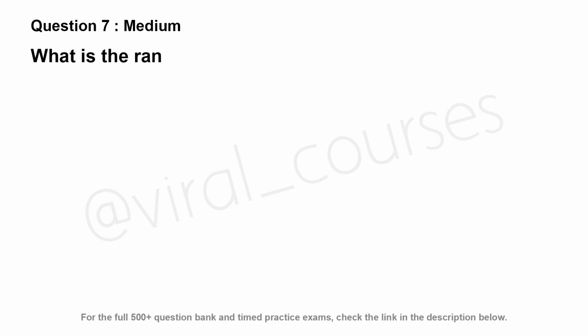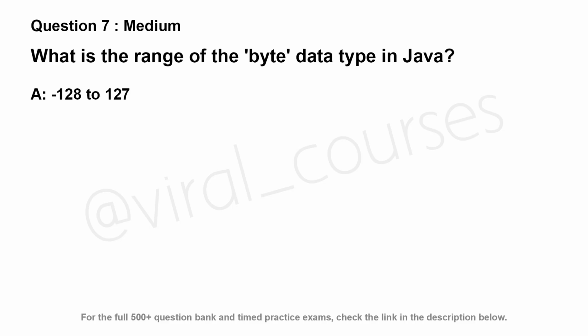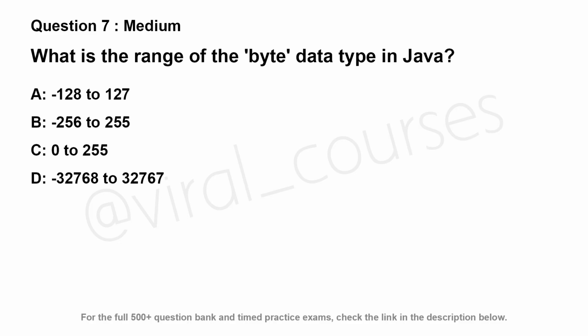What is the range of the byte data type in Java? Option A, -128 to 127. Option B, -256 to 255. Option C, 0 to 255. Option D, -32,768 to 32,767.